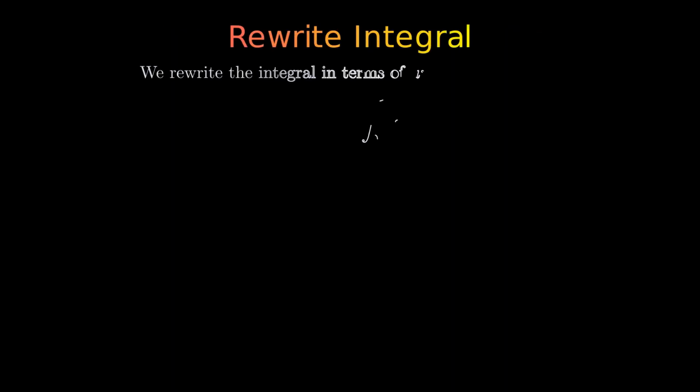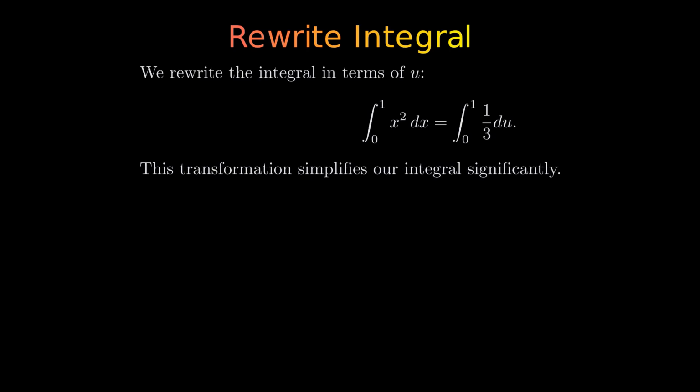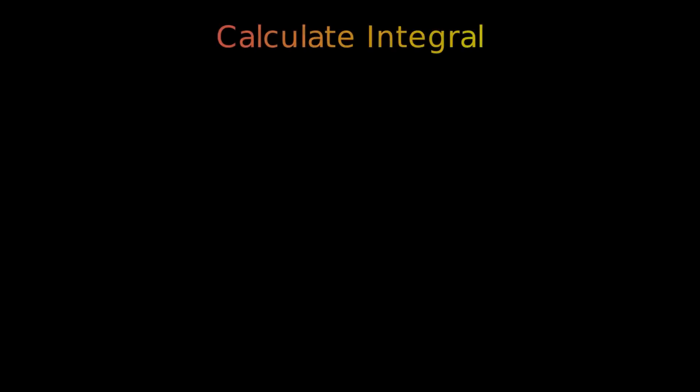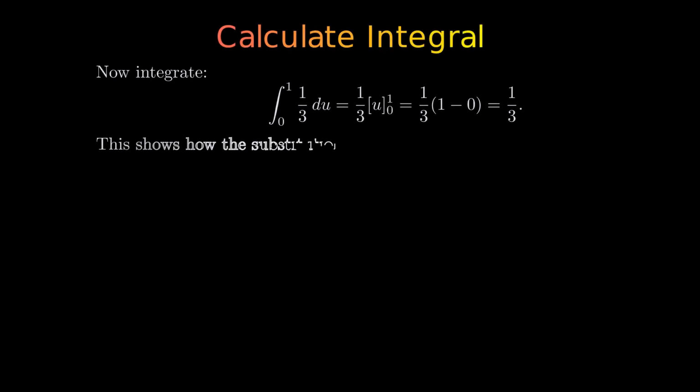In this case, we propose letting u equal x cubed. This choice arises from considering the relationship between the function we are integrating and the concept of differentiation. The indefinite integral of x squared is closely tied to the cube of x. Thus, this substitution feels natural.